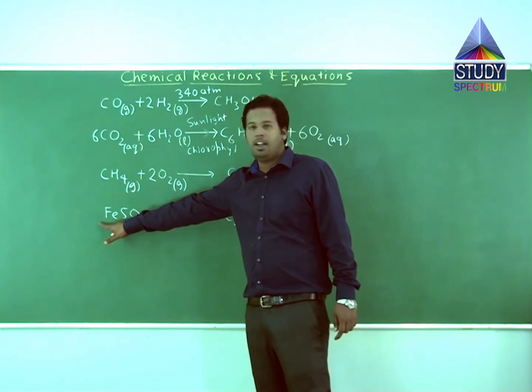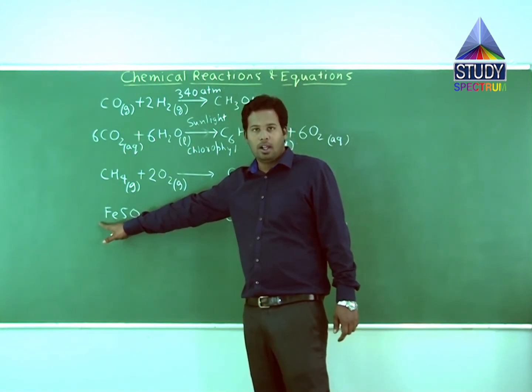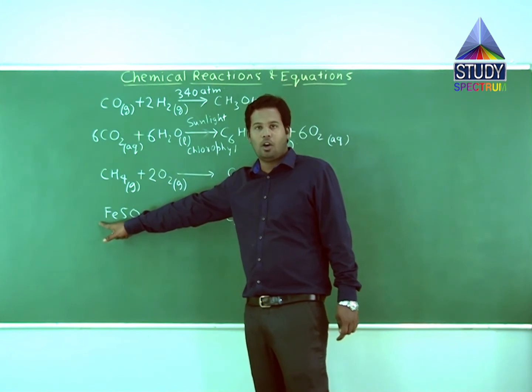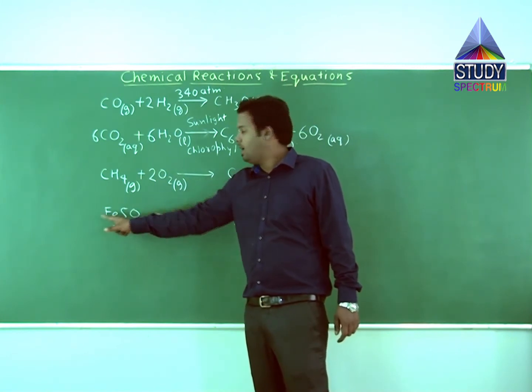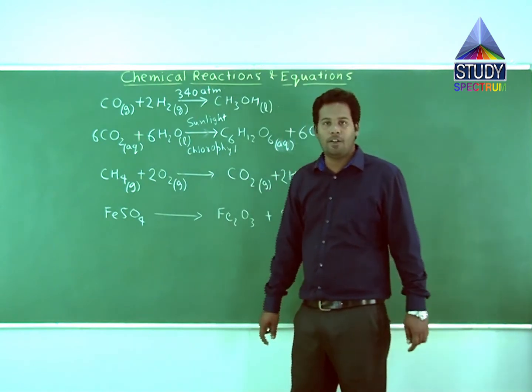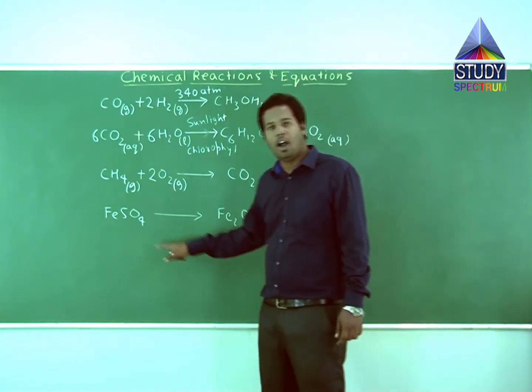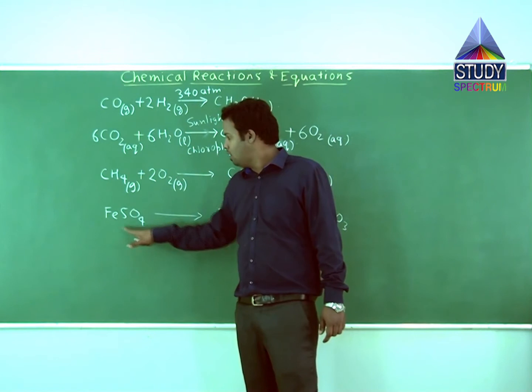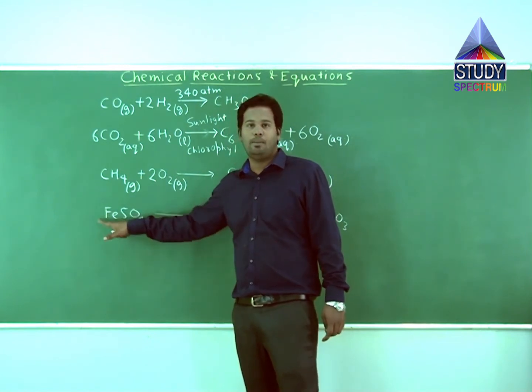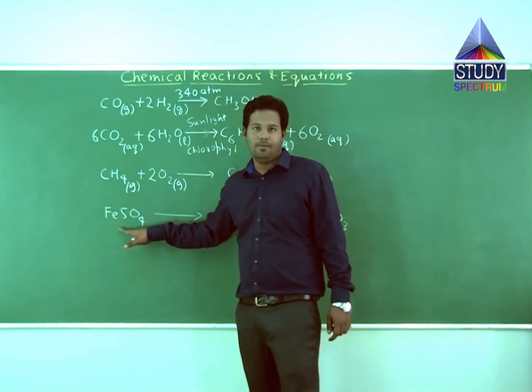Since nothing has been written as the stoichiometric coefficient of this compound, it means the stoichiometric coefficient of this compound is 1. Since nothing has been written as the suffix of iron in this compound, it means the suffix of iron in this compound is also 1. So the number of atoms of iron in this compound will be 1 into 1, that is 1.